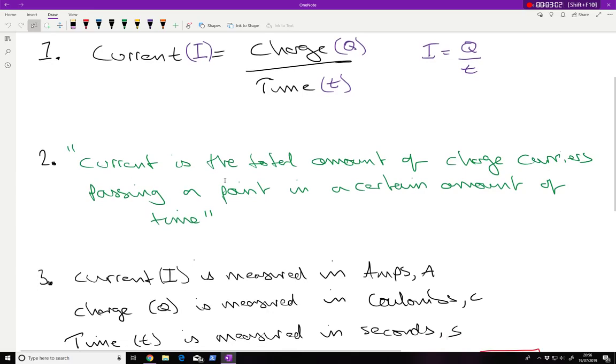So current, with respect to electricity, is the total amount of charge carriers passing a point in a certain amount of time. So if I measured 30 charges passing over a space of 60 seconds, my current would be 0.5. So I would have a charge every half second passing.